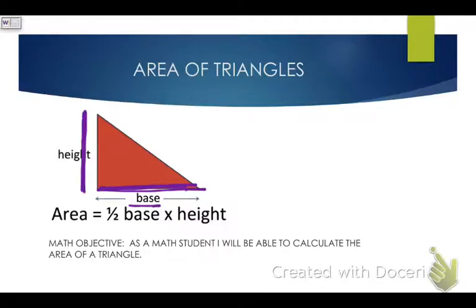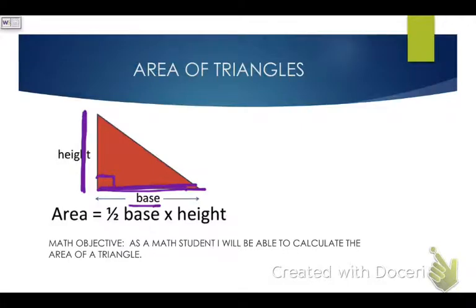Most of the time you can see the height when it looks like it has a little box in that right-hand corner that looks like a 90-degree angle. And that means that this is your height. When you find that box, that's your height, right? Most of the time. Maybe not always, but most of the time.